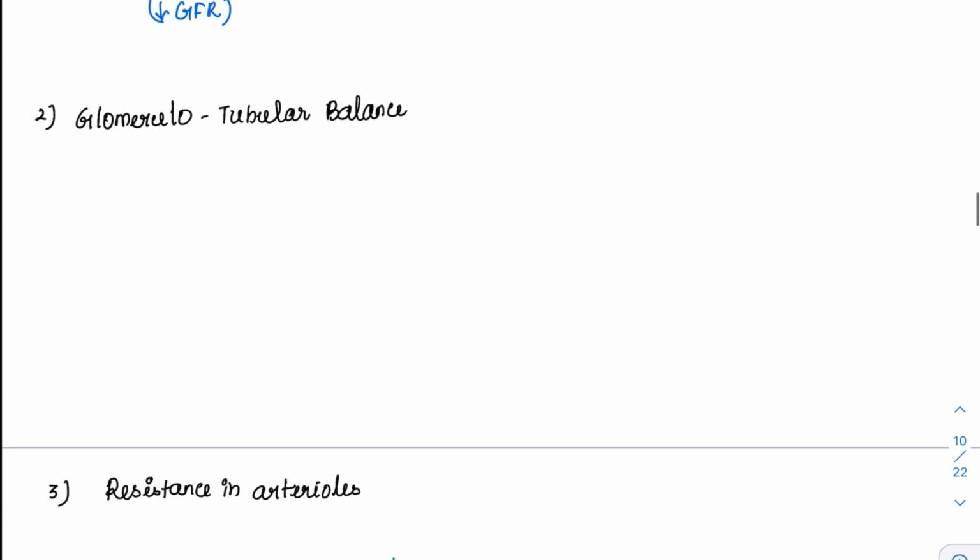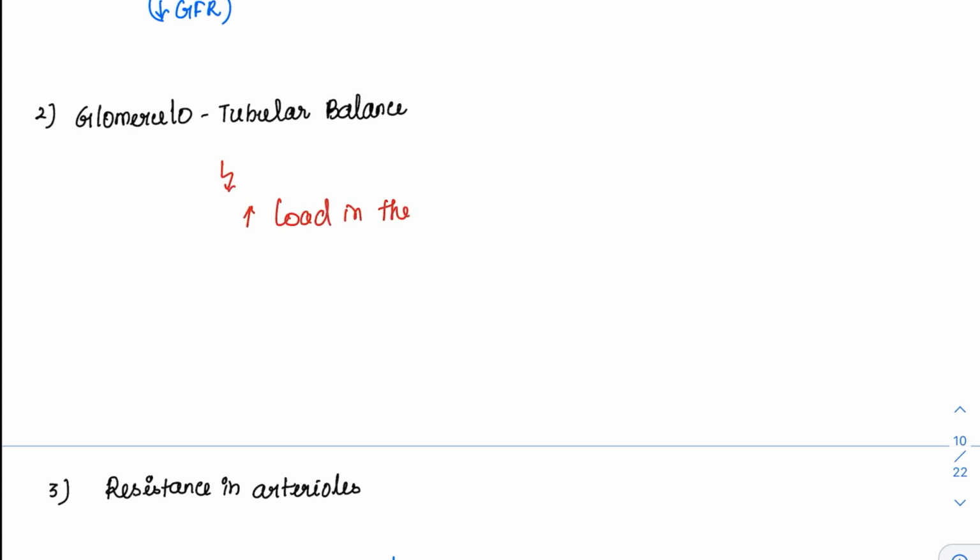Now coming to the second mechanism, glomerulotubular feedback. This is not tubuloglomerular feedback. In tubuloglomerular feedback, the tubule senses and then the glomerulus does something. But here the glomerulus is first, and then the tubular feedback happens. It is a very simple mechanism. Whenever there is an increased load in the glomerulus, it will be filtered, and this can be increasingly reabsorbed by the tubules. So they can reabsorb it again.